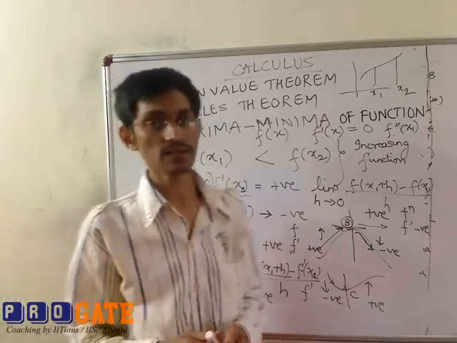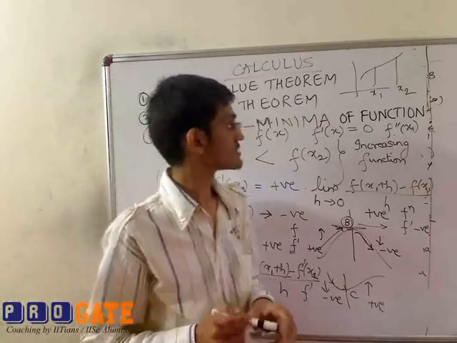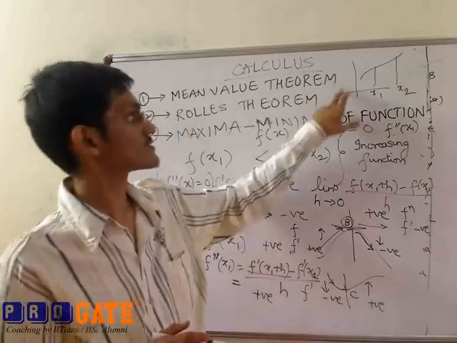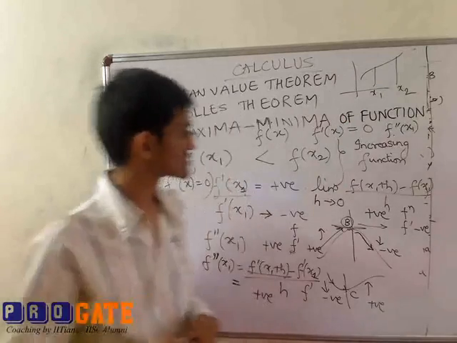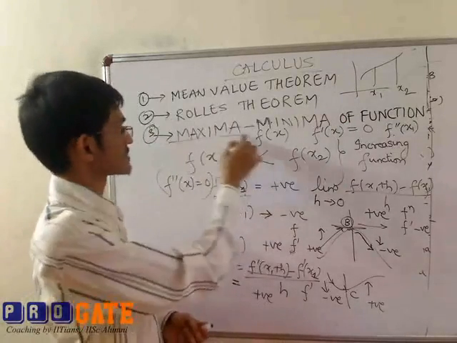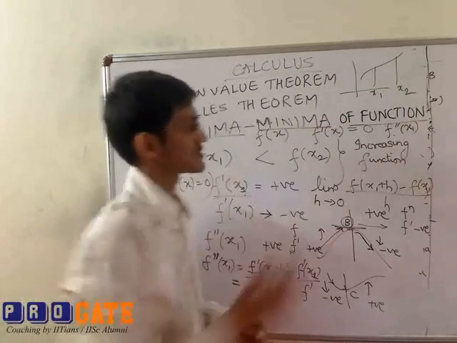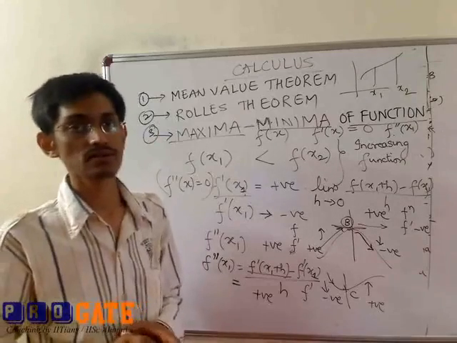So that's all with the maxima and minima of the function, mean value theorem, and Rolle's theorem. Try to solve some sums based on maxima and minima of the function, so that it becomes more clear.